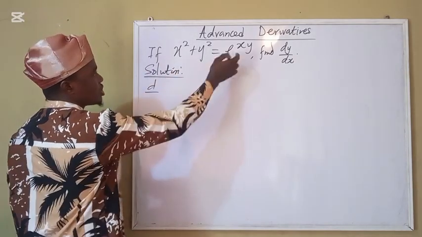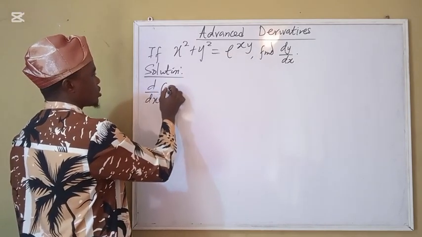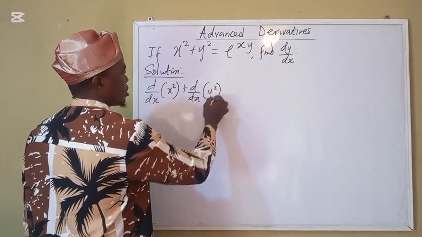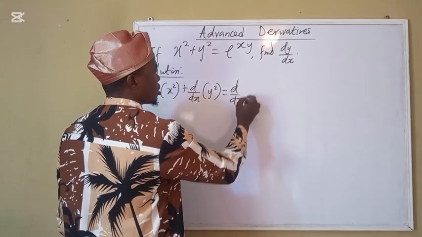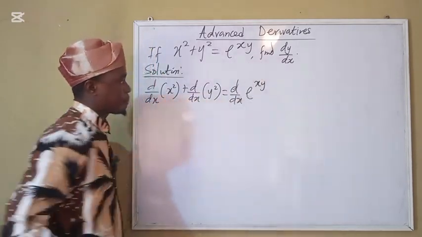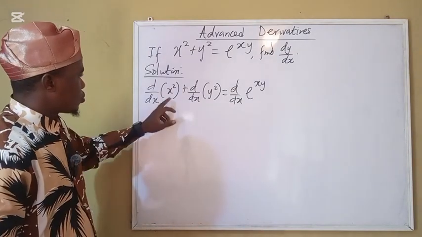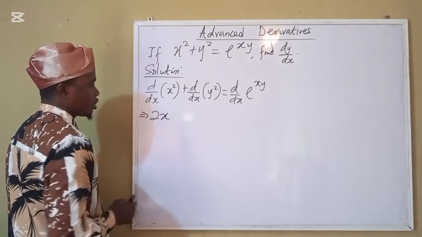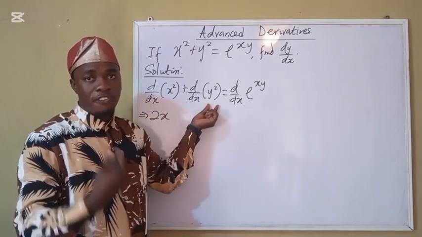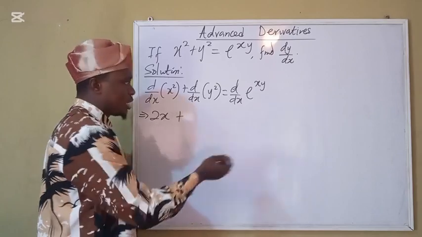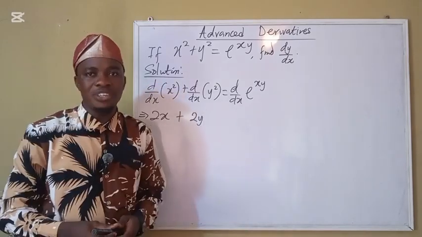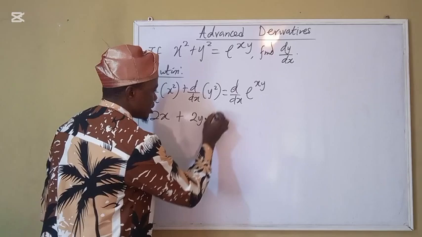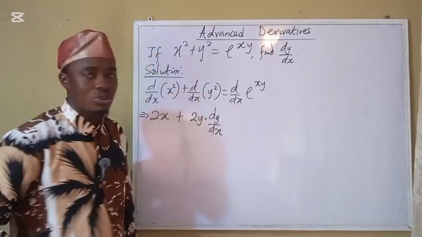Here, we're going to differentiate each term with respect to x. We have d/dx of x squared plus d/dx of y squared equals d/dx of e to the power of xy. Now, to differentiate x squared, normally we are going to have 2x. But here, to differentiate the y function, we differentiate it normally, that is 2y, but you should have it in mind that if you differentiate a function of y, you are going to be multiplying it by dy/dx, because we are differentiating with respect to x.